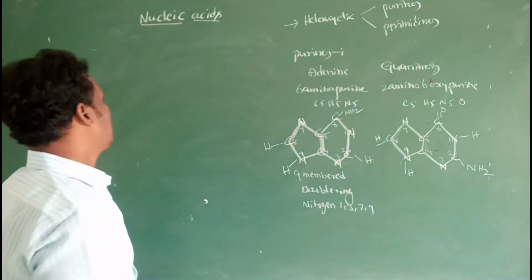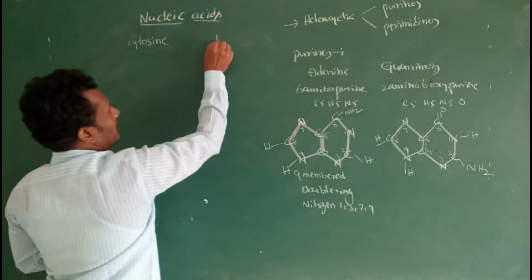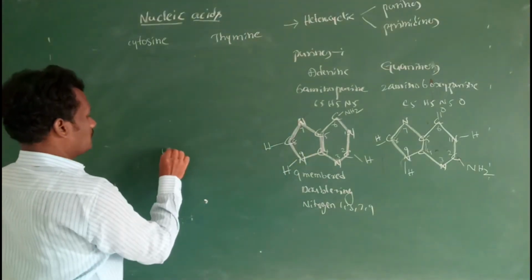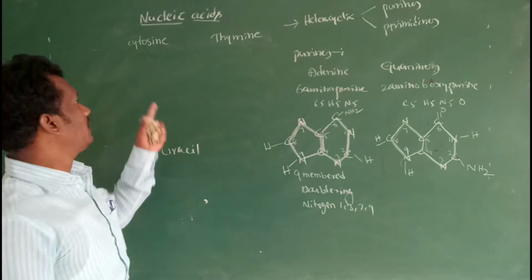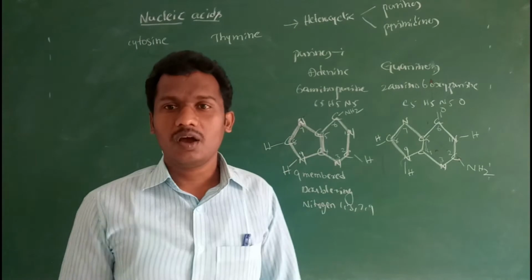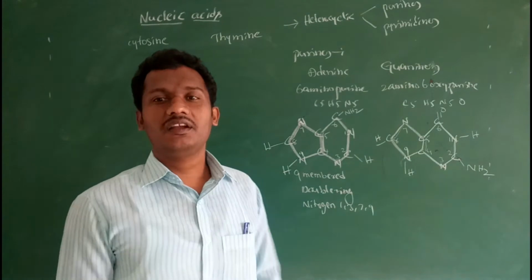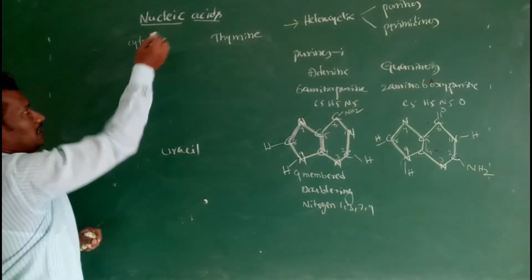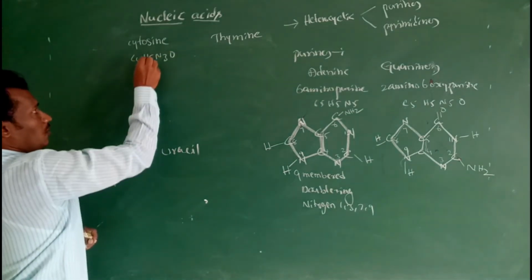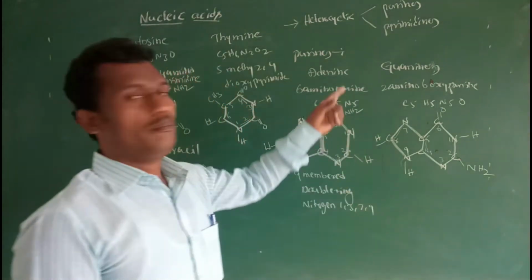Pyrimidines are three: cytosine, thymine and uracil. First, coming to cytosine. Generally purines are 9-membered double-ring structures, but pyrimidines are 6-membered single-ring structures. The cytosine formula is C4H5N3O.